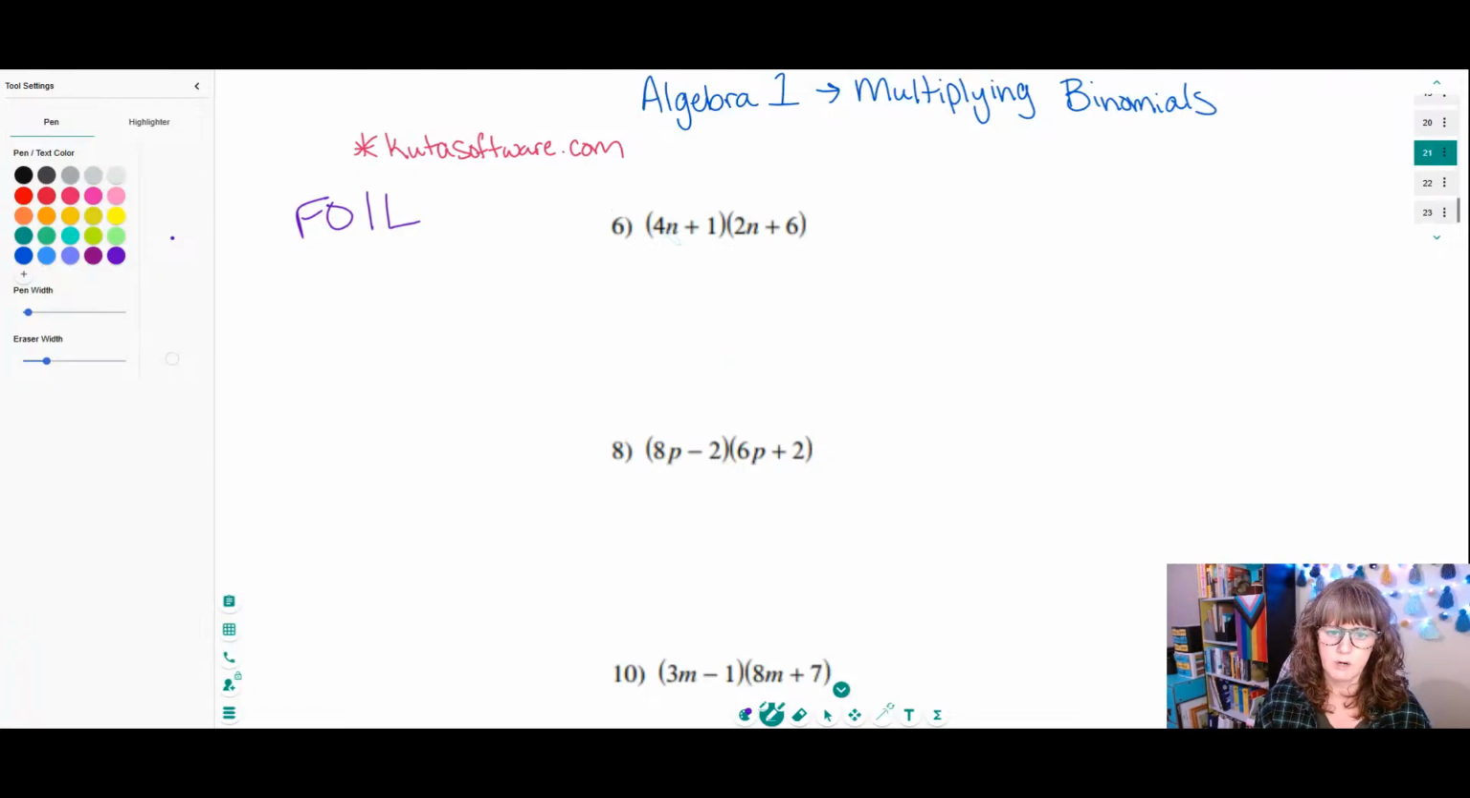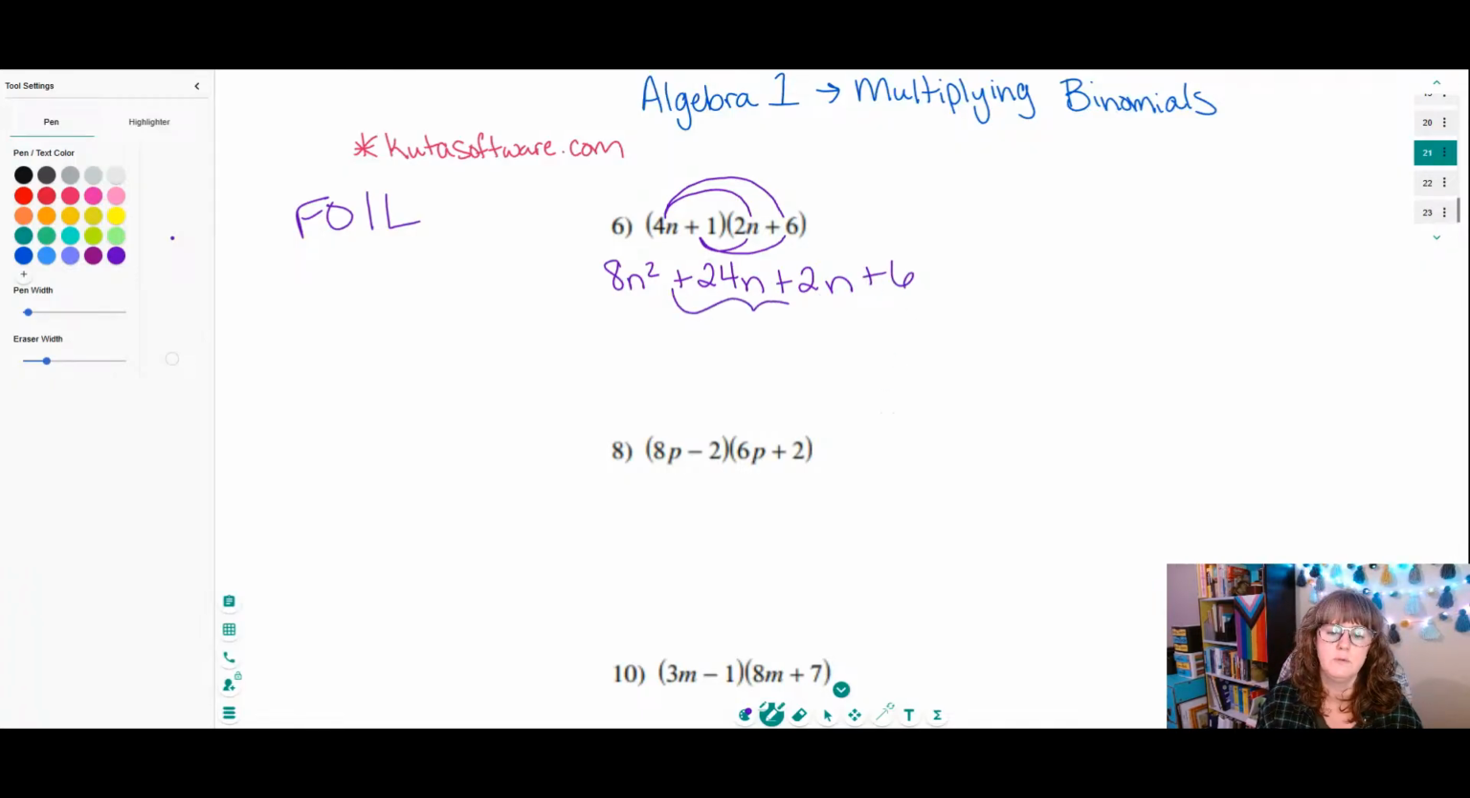So let's go ahead and start with 4n times 2n. Whenever we're multiplying with variables, the coefficients can just get multiplied together. 4 times 2 is 8. And then n times n gives us n squared. And then we're going to distribute to 6. So 4n times 6, it's a positive 24n. And that n just stays there with that. Now we're going to multiply positive 1 times 2n. So we get another positive 2n. And now 1 times 6, which is positive 6.